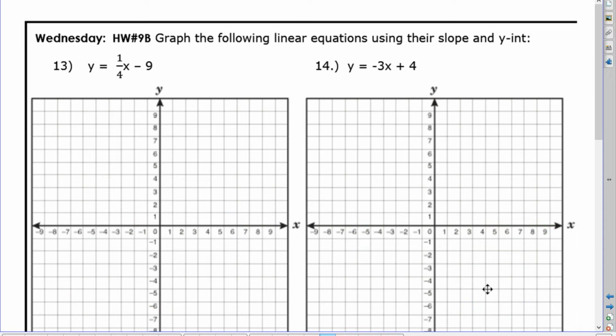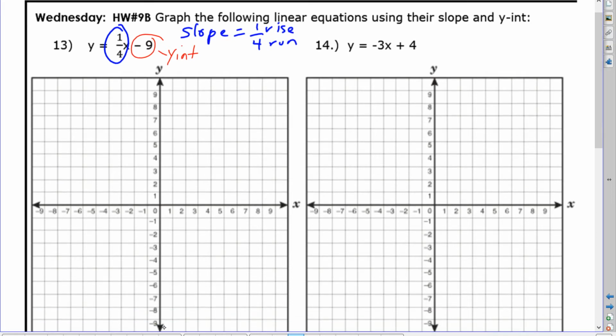So number 13 asks you to graph the following linear equation using the slope and y-intercept. So the slope is the coefficient of x, so the slope is 1/4. Right? That means you have a rise of 1 and a run of 4. And the y-intercept is the constant here. That's the y-intercept, or the number value that your point will be on the y-axis. So we like to start graphing at the y-intercept, which is negative 9, which is right, 1, 2, 3, 4, 5, 6, 7, 8, negative 9 right here.